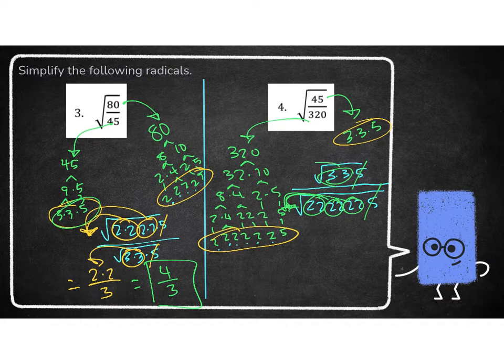On the top, I have a 3, bring it out. This is going to equal a 3 on the top, and I brought out 3 factors of 2 on the bottom. So that's 3 over 8. 2 times 2 times 2 is 8.